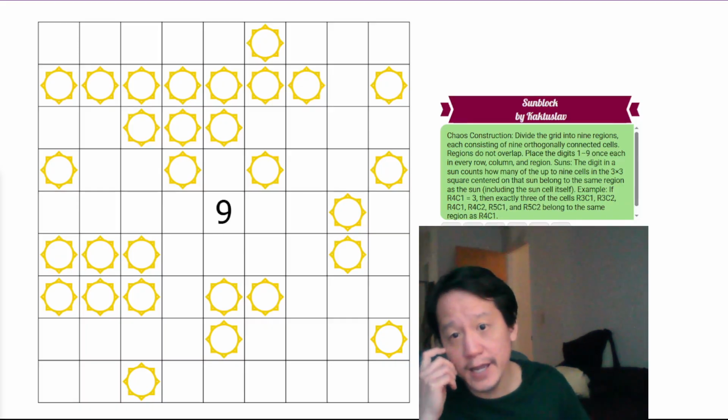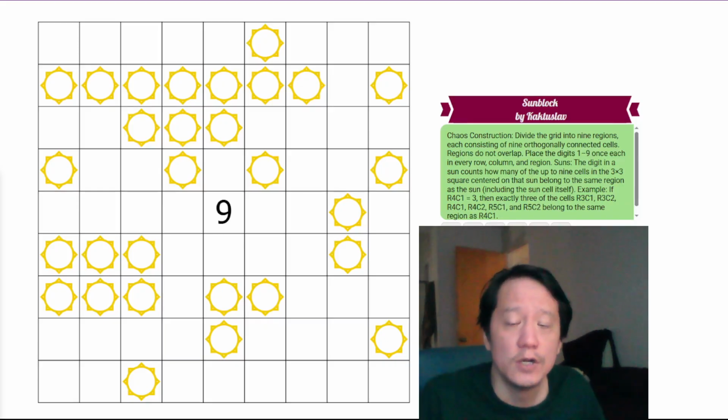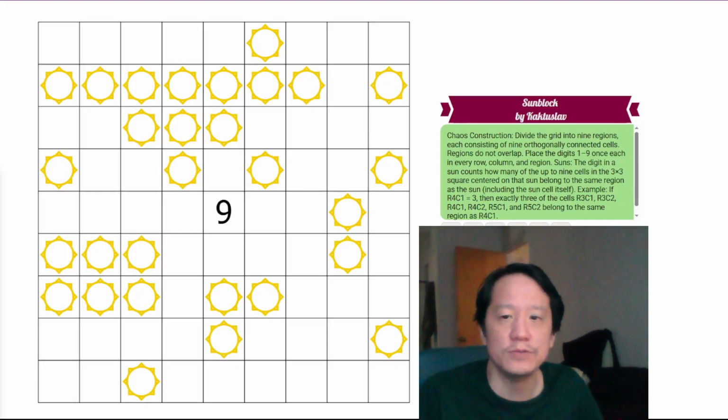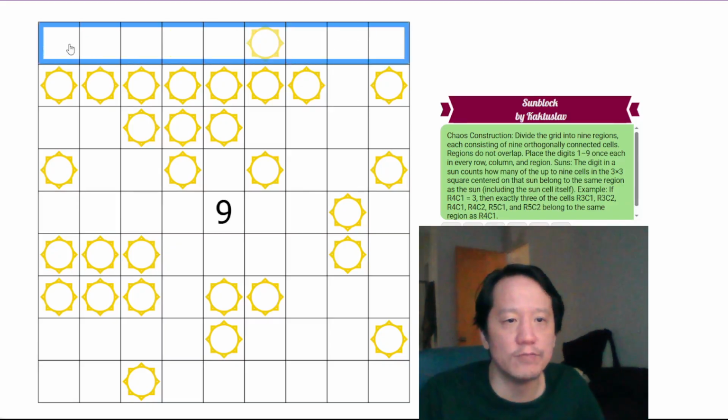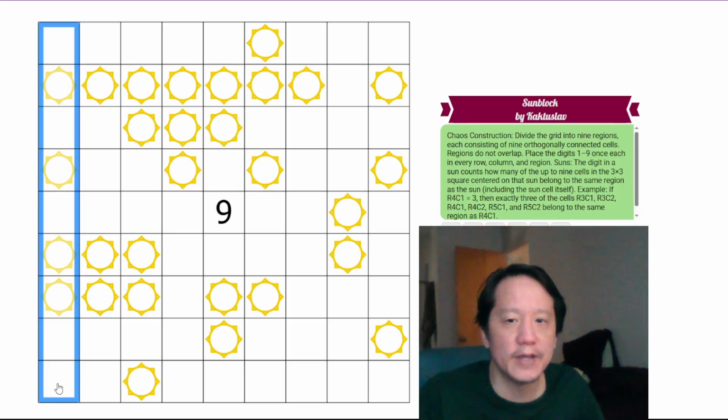We have chaos construction rules, where we need to divide the grid into 9 regions, each consisting of 9 orthogonally connected cells, and regions do not overlap. And we need to place the digits 1 through 9 once each in every row, column, and region.